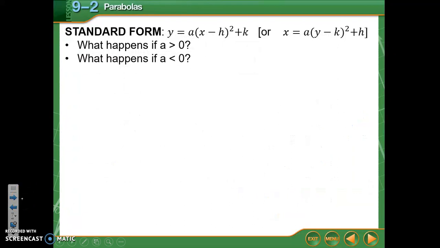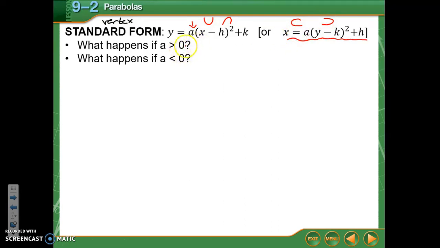So standard form for a parabola is what we called vertex form back in first semester. y equals a, there's my a value, times the quantity x minus h squared plus k. These are the normal parabolas we're used to seeing that open up or down. A little bit later in this section, we'll talk about parabolas that open right or left, and their standard form looks like this. It's x equals.